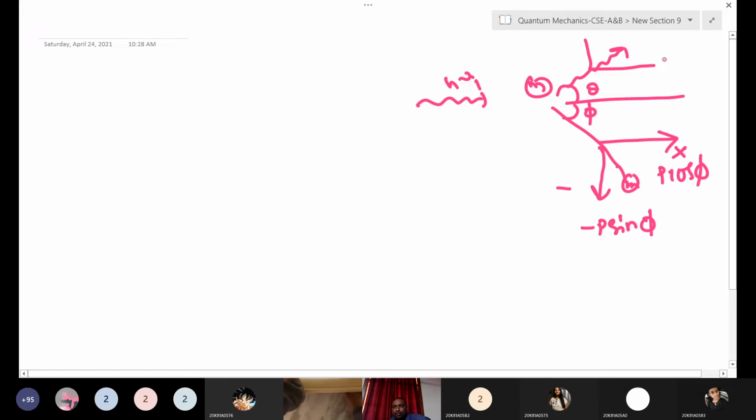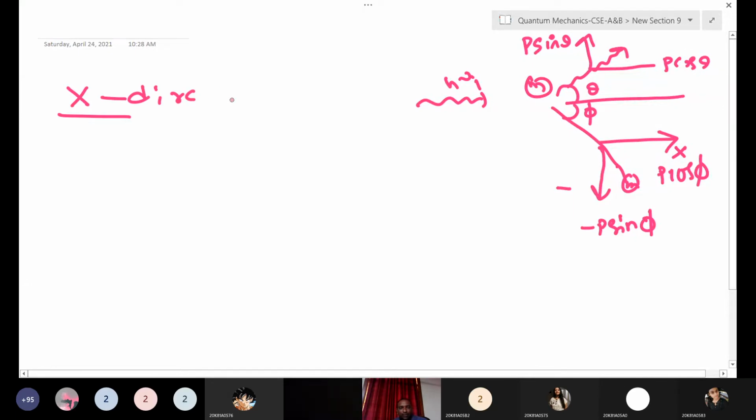In the X direction the photon momentum is p cos theta, and in the Y direction p sin theta. Or you can write p is equal to h nu by c also. So first we will use the momentum conservation law along the X direction. First we will see along the X direction. What is the momentum here? What is the momentum here?